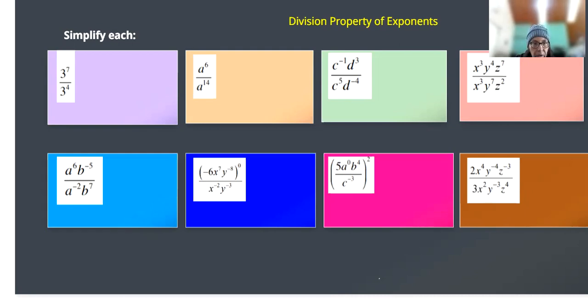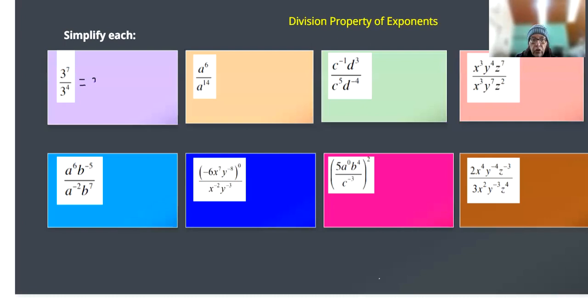Watch how I do this. So first of all, I got to change my color. Okay, so we got 3 to the 7 over 3 to the 4. Remember, a fraction bar just means division. The bases are the same. They're both 3's. So we're going to bring the common base along.